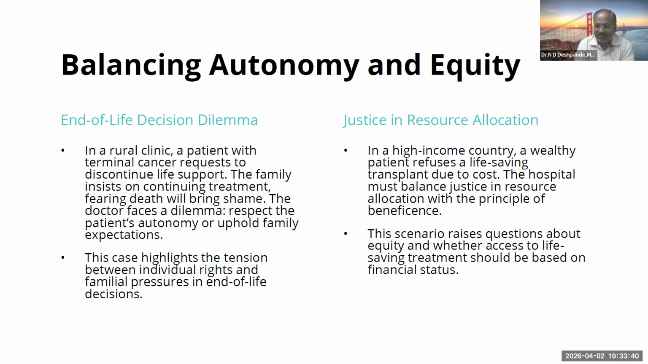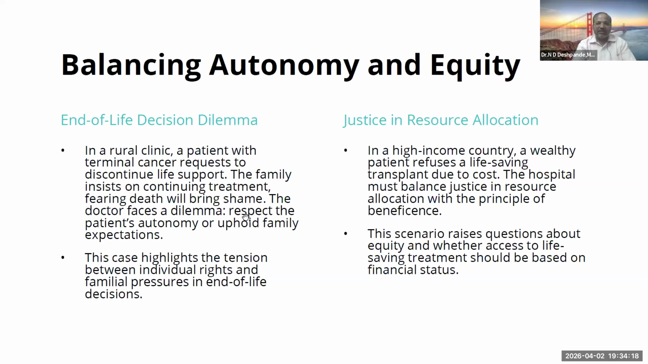A lot of care has to be taken by healthcare professionals in order to know what is autonomy and what is equity. For example, an end of life decision dilemma. In a rural clinic, a patient with terminal cancer requests to discontinue the life support. He is asking to let him die in a dignified way, which he is entitled to. The family insists on continuing the treatment, fearing death will bring shame. So the doctor faces a dilemma whether to listen to the family members or listen to the patient.